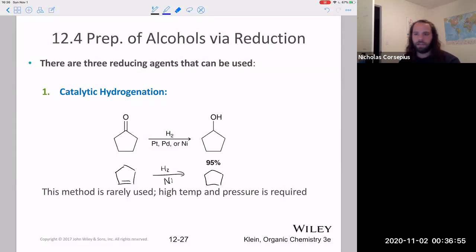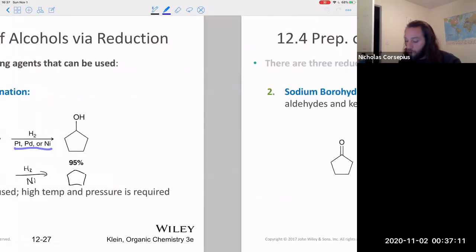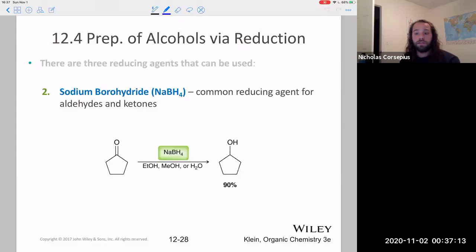You need some fancy equipment because these reactions take place at really high temperatures and pressures. Plus these catalysts, these palladium, platinum, nickel catalysts, they're not necessarily cheap, right? So this is actually one of the least popular methods for doing so, but we could do it this way. Way more common is using these two reducing agents.